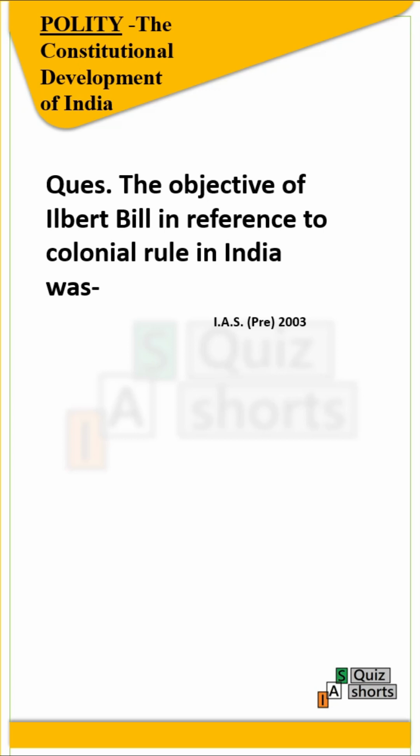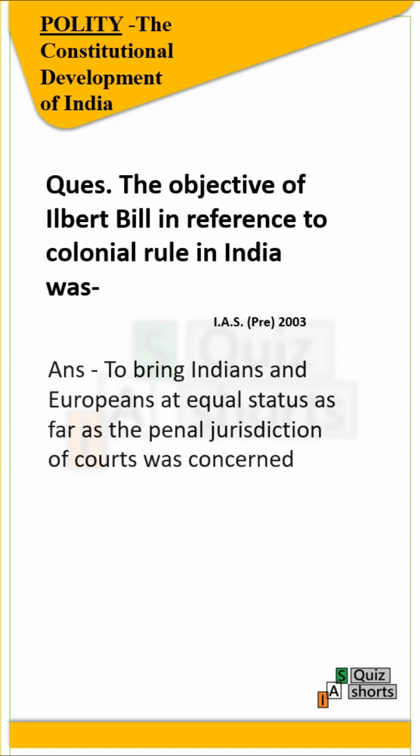Question. The objective of Ilbert Bill in reference to colonial rule in India was to bring Indians and Europeans at equal status as far as the penal jurisdiction of the courts was concerned.